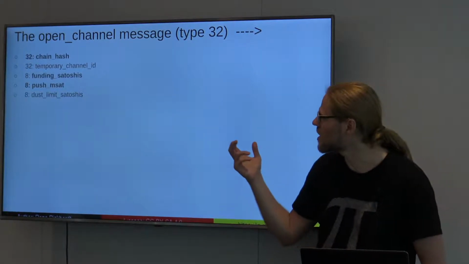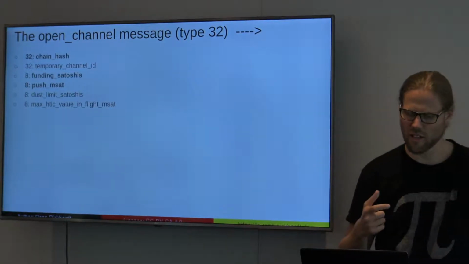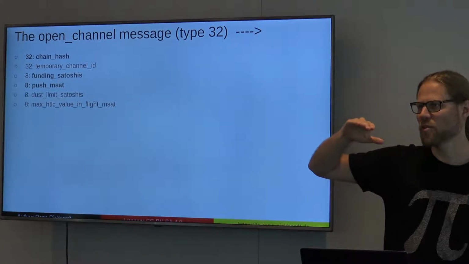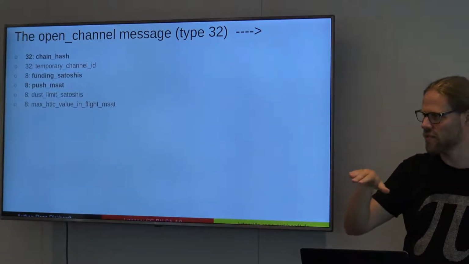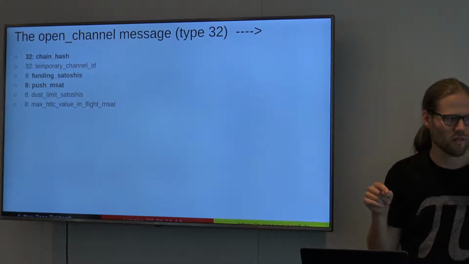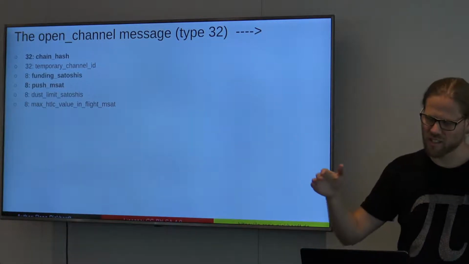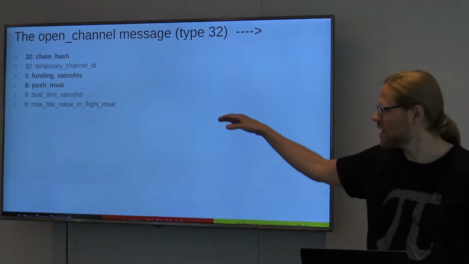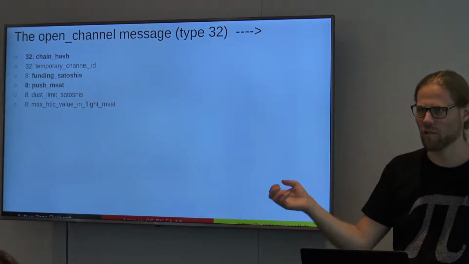Then I can put in the dust limit satoshis. The next field is the max HTLC value in flight. This means the maximum amount of payment that is supposed to be routed on this channel. Currently it's hard fixed in Lightning that it can't be more than 4 million, I think. But 4 millibitcoin, 40, I don't know. I think it's 40 millibitcoin, 4 million, right? But you could technically set a different value here, and then if both nodes agree to pursue establishing the channel, you could already forward a higher value.